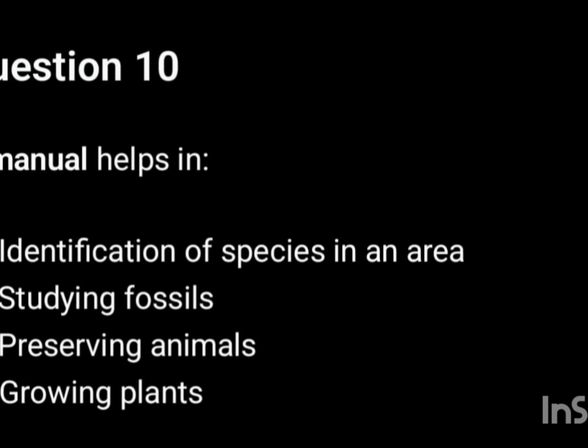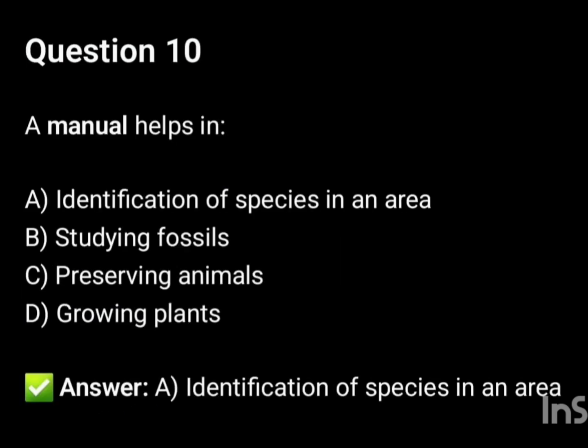Question 10. A manual helps in? Options: A, identification of species in an area, B, studying fossils, C, preserving animals, D, growing plants. The correct answer is A, identification of species in an area.